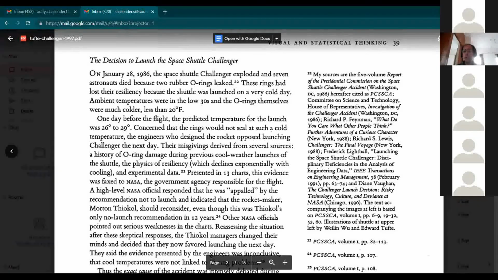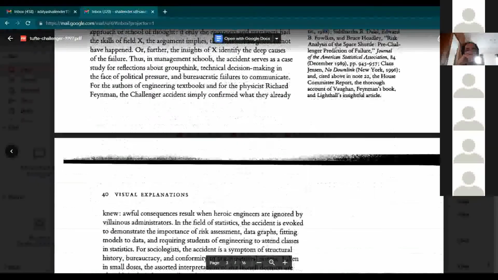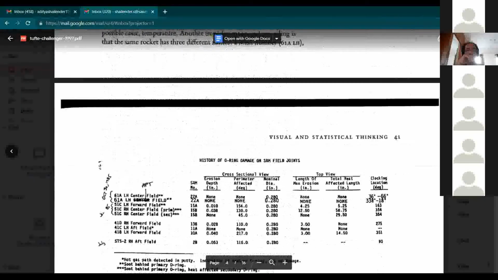Okay, so let's look at all the figures that NASA was seeing that day, and let's see if you think you would have made the similar decision that NASA did. Okay, which essentially said, we're going to actually do this launch.